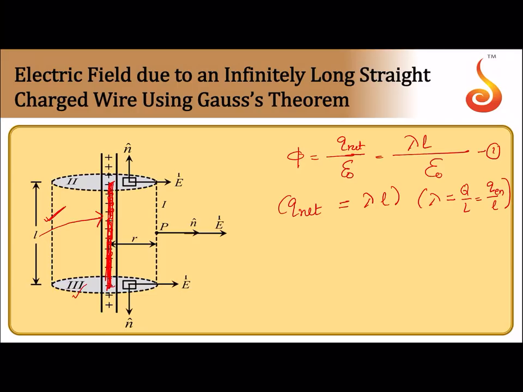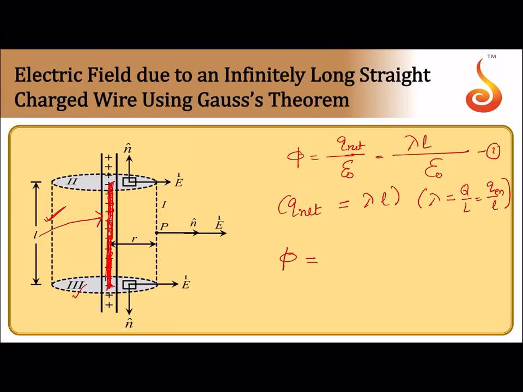Hope you are getting that point. You can just pause the video in case you are getting confused. You can just think for a moment. So we have net charge as lambda into L. That is my equation number 1. Then what is the second equation? That is a critical equation.